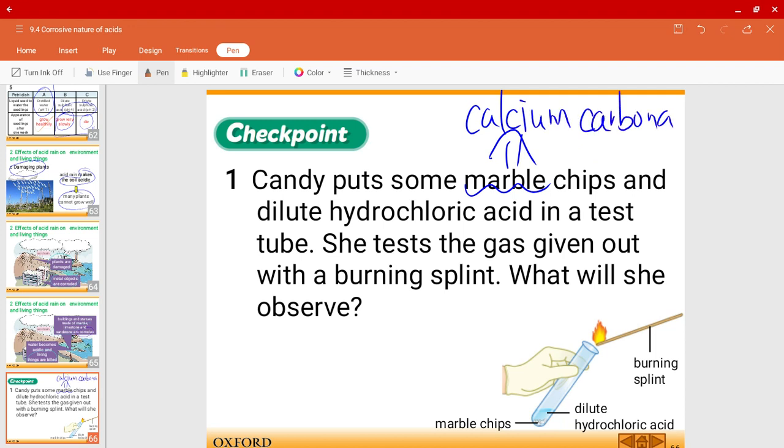So you have marble chips and dilute hydrochloric acid. In a test tube, she tests the gas given out with a burning splint. What will she observe? Okay, so this is a carbonate reacting with an acid. So we should know the word equation by now. She tests the gas given out with a burning splint. Okay, here it is. What will she observe?